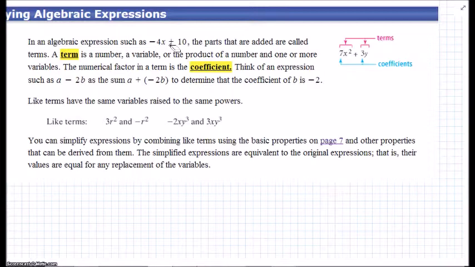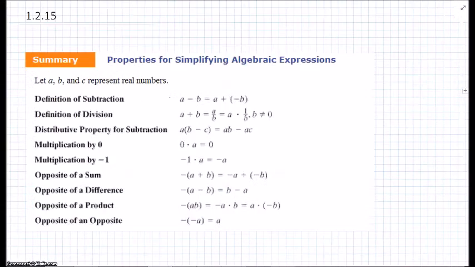Think of an expression as a minus 2b, or basically the sum of a plus negative 2b, to determine that the coefficient of b is negative 2. Like terms have the same variables raised to the same powers. Those are like terms. Very important to know the difference. You can simplify expressions by combining like terms using basic properties of algebra and other properties that can be derived from them. Okay? So how does that work?